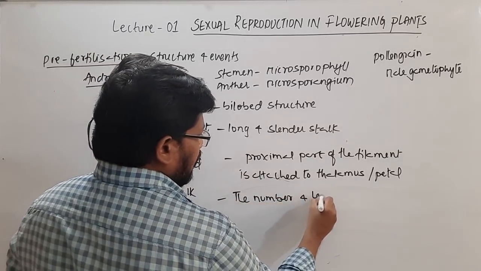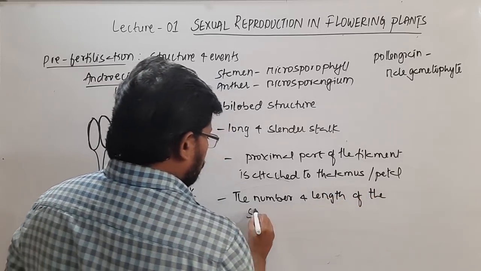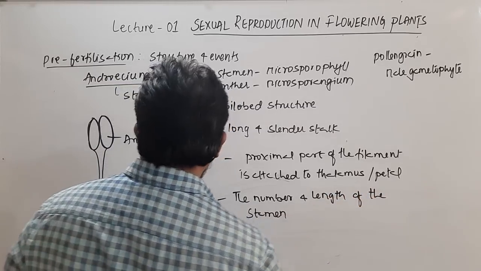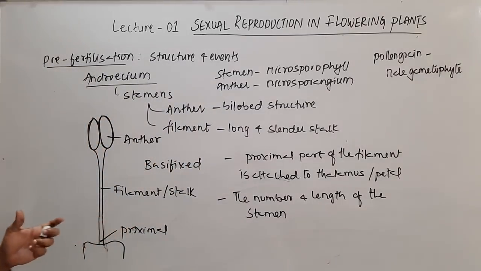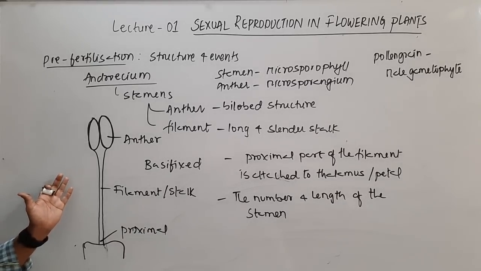So next, the number and length of the stamens. In this case, in some the filaments may be much longer, in some the filaments may be shorter, and the number of stamens may differ from species to species. So in one species there may be 10, in another species it may be 12, and so on.